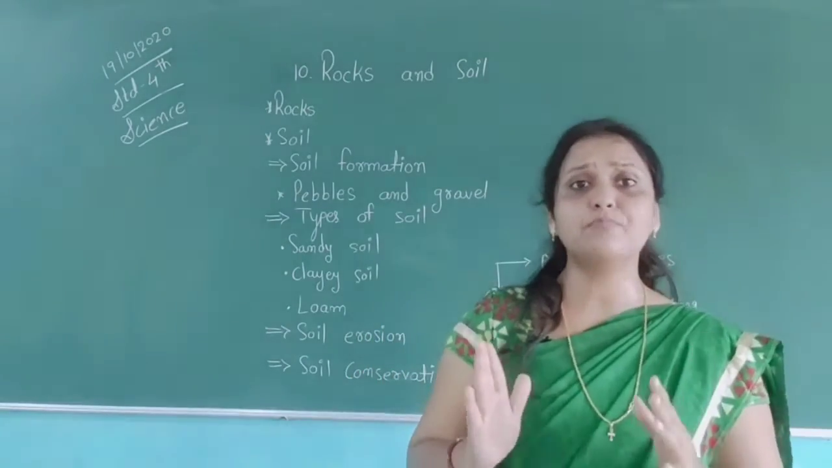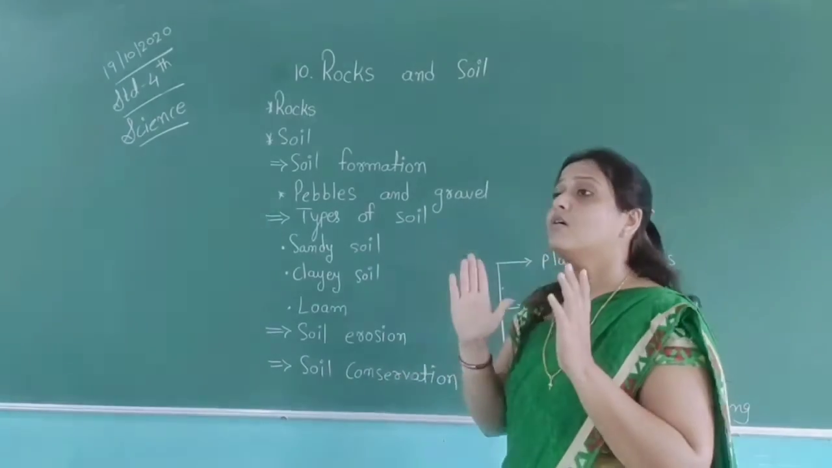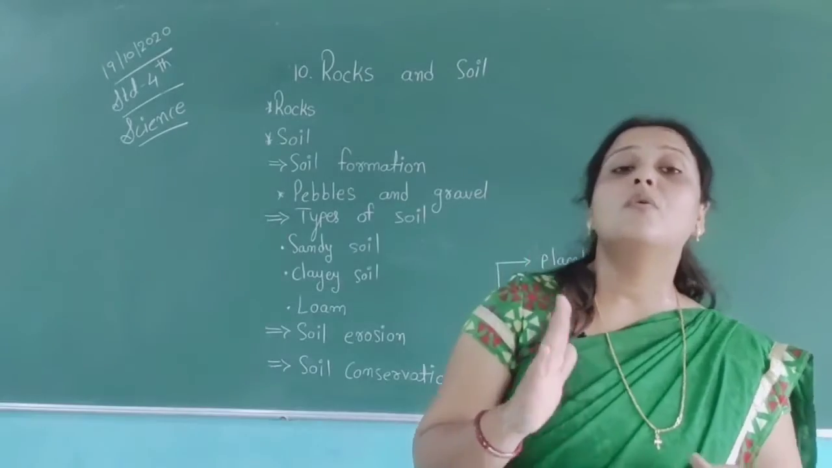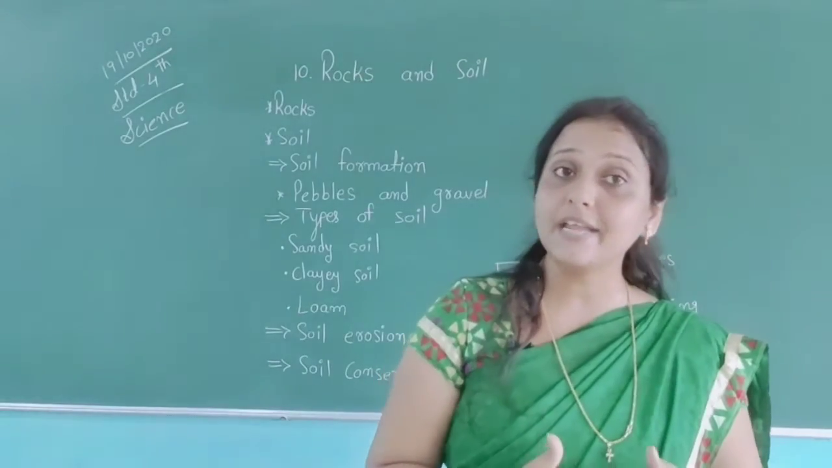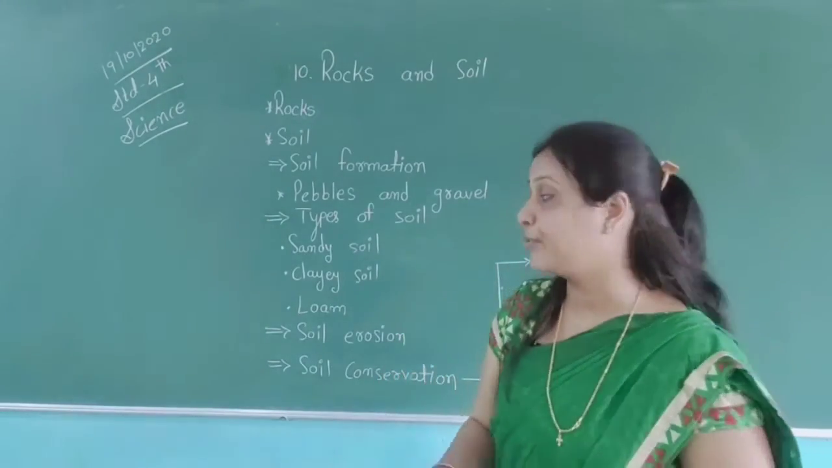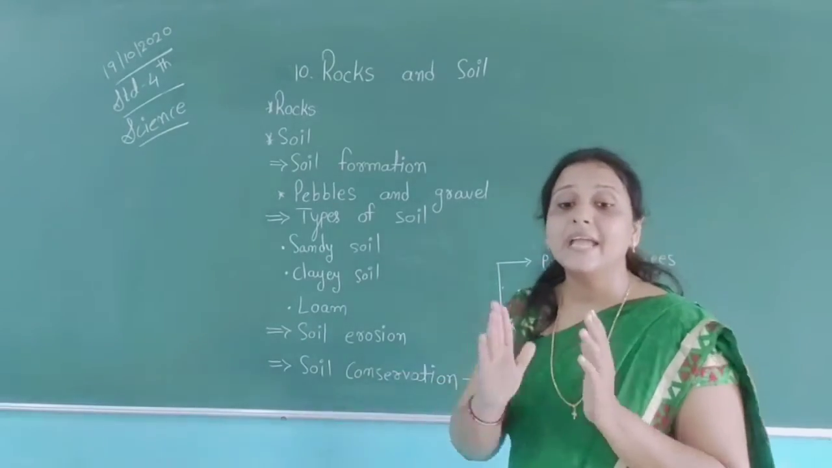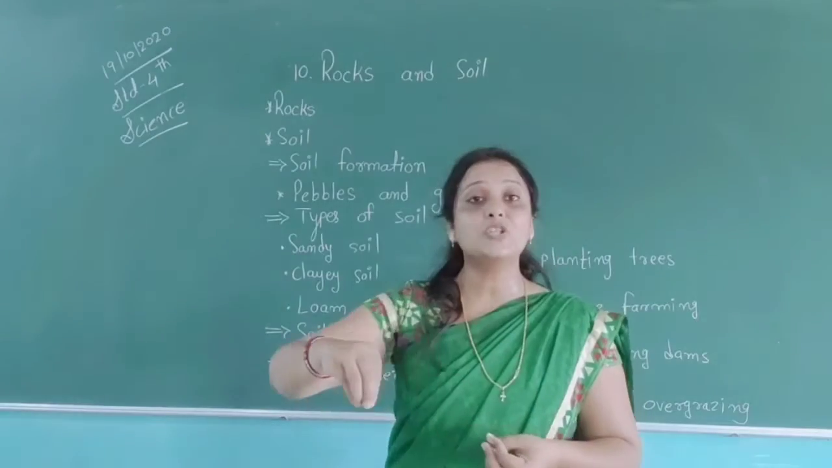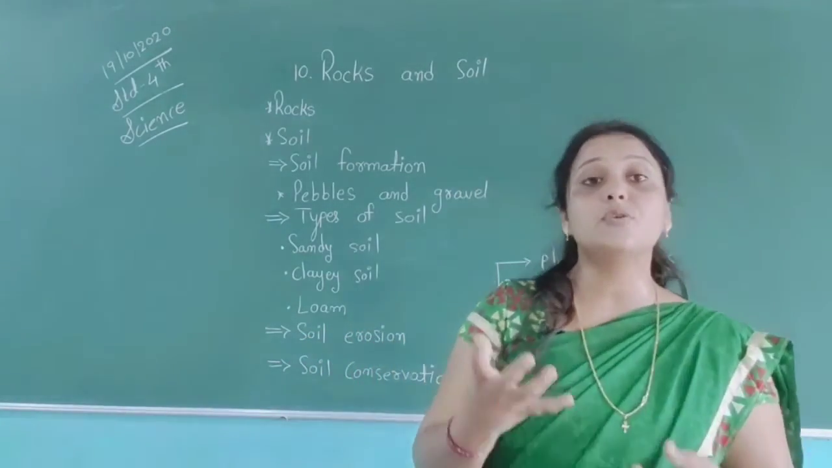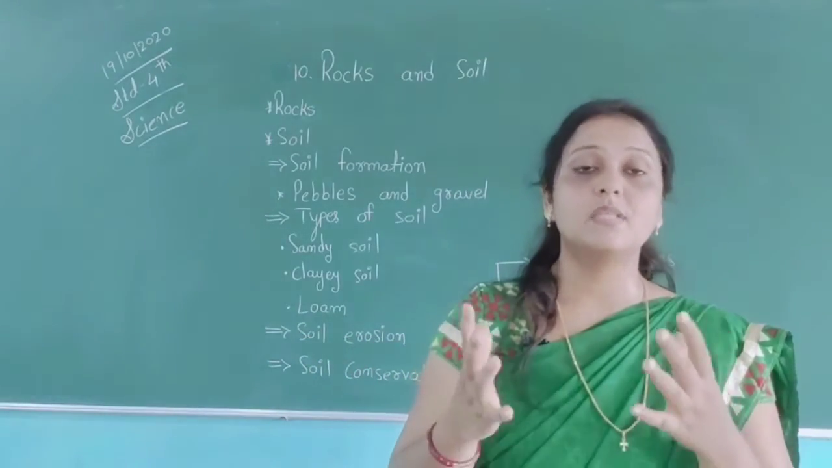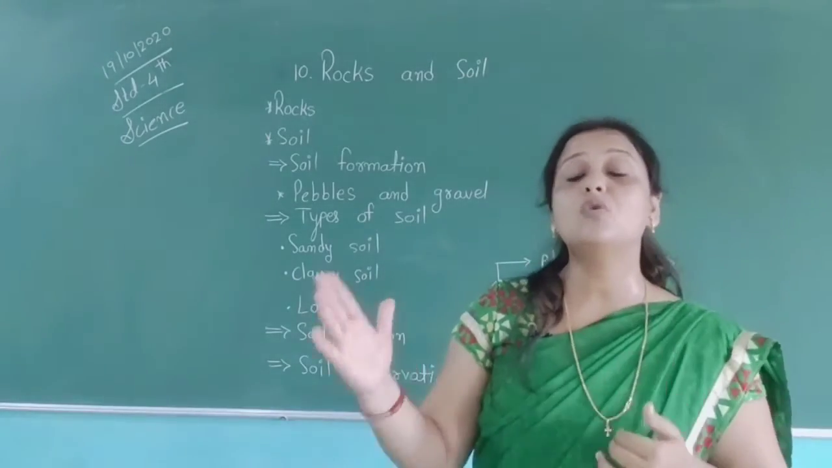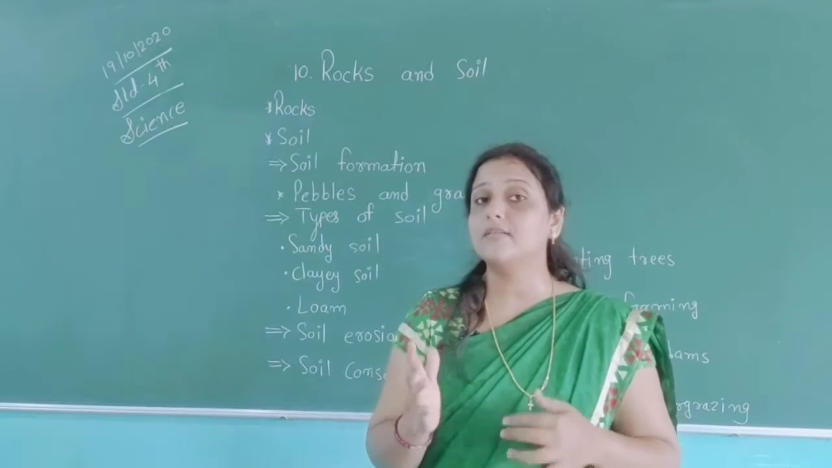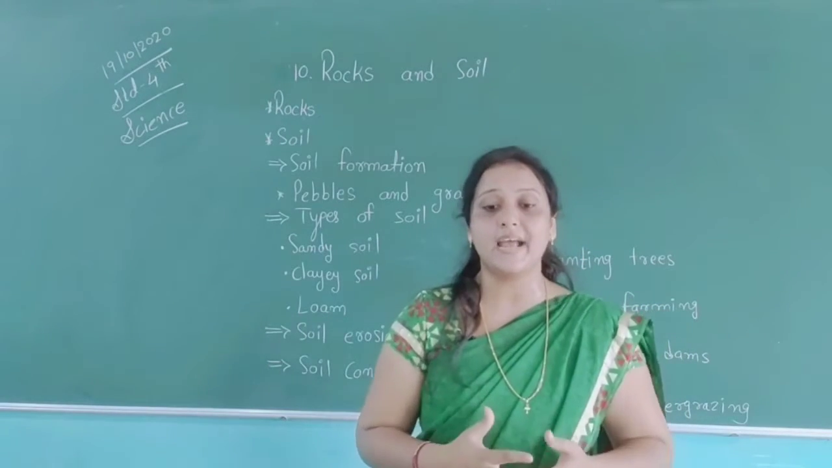So because of some elements we lose the fertility of the soil, and this process is called soil erosion. Soil erosion is the removal of the fertile topsoil by the action of water and wind. These are all done because of water and wind. Because of water and wind, the soil loses its fertility.